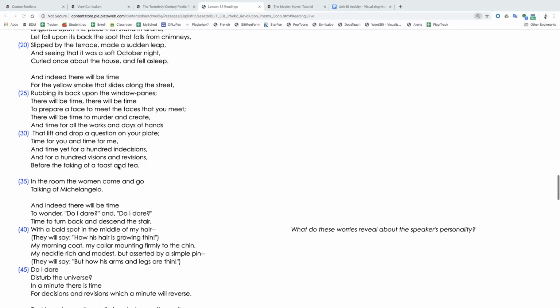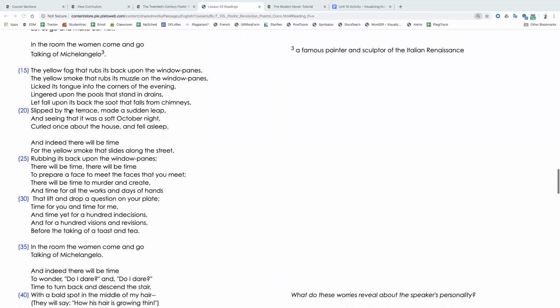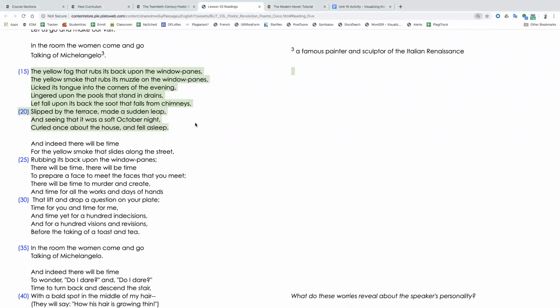This is one of my favorite pieces of imagery of all time, these lines right here. Fun fact, it's a well-known fact that T.S.